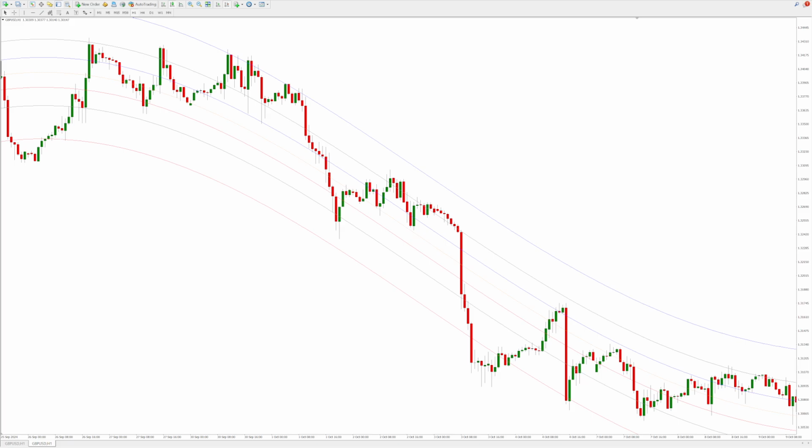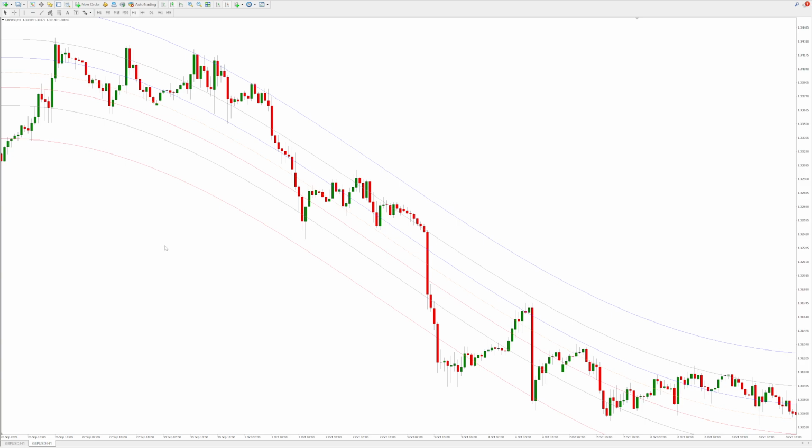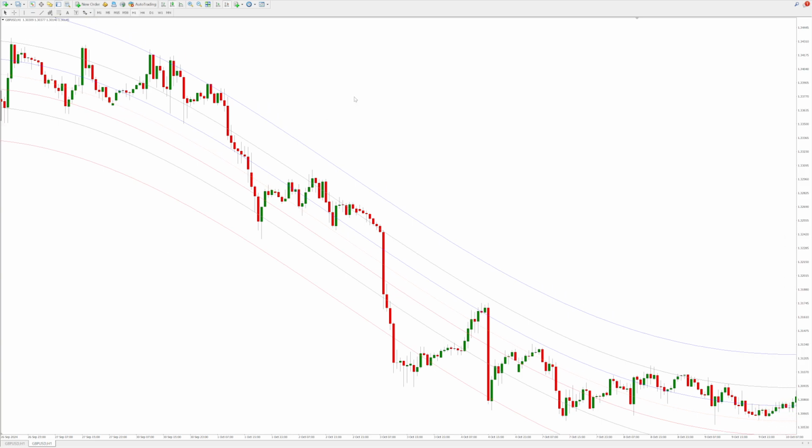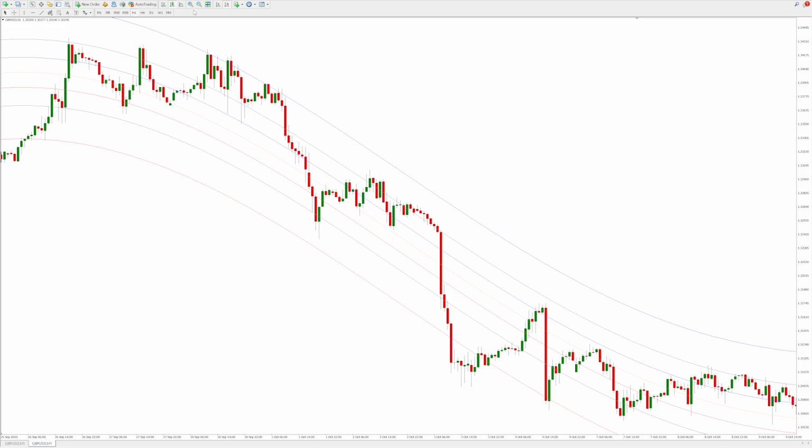Okay, now I want to show you how you can use the mean reversion indicator in a downtrend. Okay, we just looked at an uptrend. As you can see, there's plenty of profits to bank there.